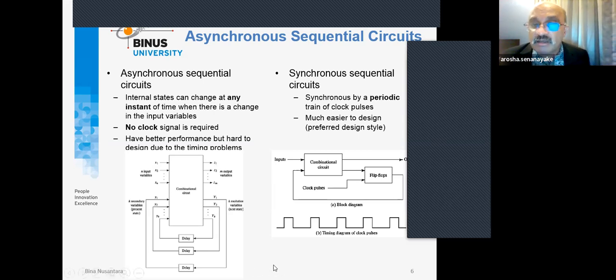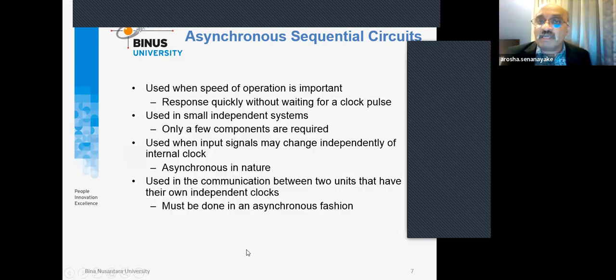Sometimes, for the first circuit in the chain of units, most probably we have the clock, but the rest of the circuits are connected without a clock. Those are the variations we can have. We are not going to go through such complex scenarios, but we have to understand how we are going to design this kind of circuit, and when we can use asynchronous sequential circuits.